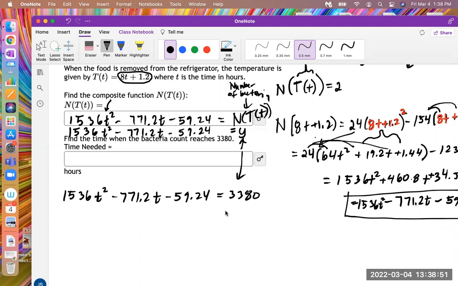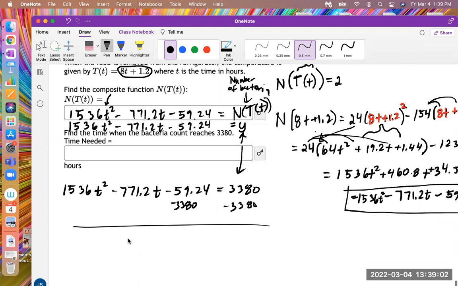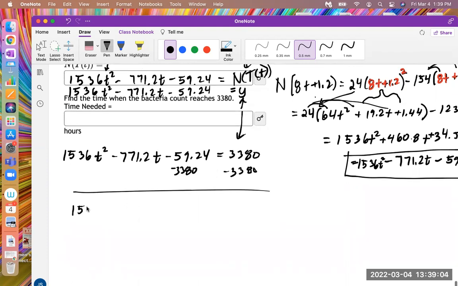So I subtract 3380 from both sides. This gets me 15.36, and I just need to carefully, meticulously write out all of these other things. And then I'm subtracting, but it's already negative. The 59 was already negative. So I'm going to add those together.